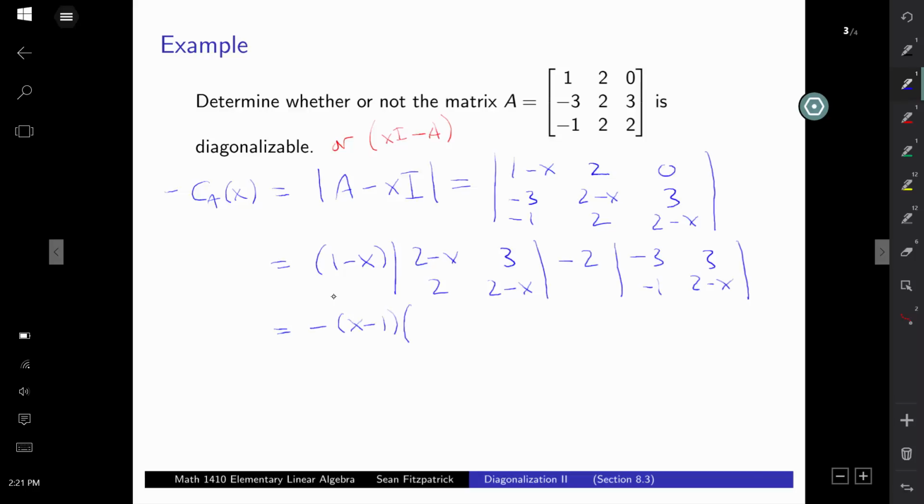So I have an x minus 1. So here I have x squared minus 4x plus 4, and I'm subtracting 6 minus 2 times, so what do I have here? 3 times x. So minus 3 times 2 minus x is 3x, 3x minus 6, and then plus 3. Okay.